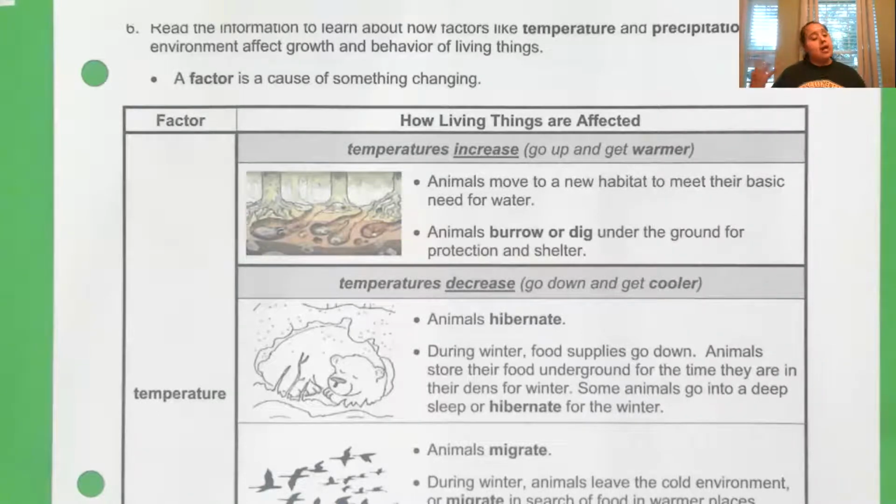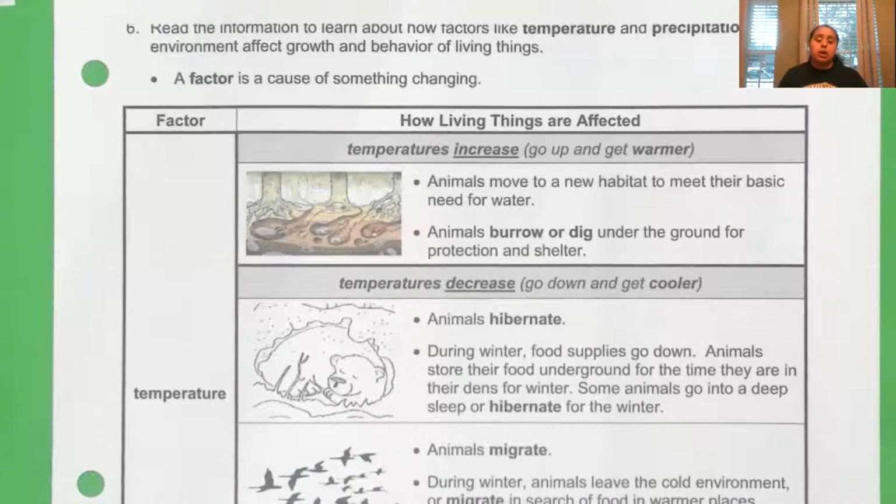Okay, so in science, we've been learning a lot about animals, their habitats, food chains, and how they depend on each other with plants and living organisms. But today, boys and girls, we are going to learn about how things like temperature and precipitation affect the environment, okay? So we know what an environment is. It's living and non-living things in one place, and this is the place where an animal meets its needs, right?